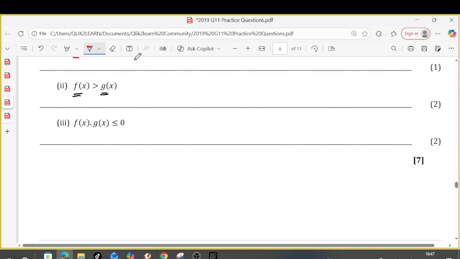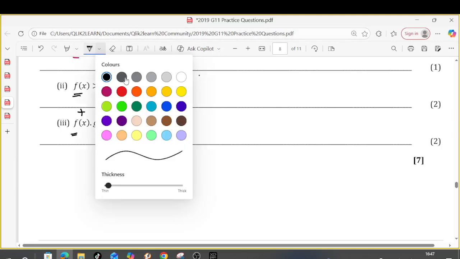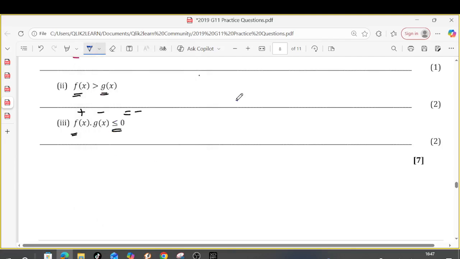Then the last question is where you need to pay attention. They say, where is f(x) times g(x) less than 0? In order for us to get a negative answer, we need positive times negative. We'll get an answer of negative, and anything negative is less than 0. Someone might prefer to say f(x) is negative and g(x) is positive, but let's start with f(x) being positive. I'll take the first and work on it. Where is f(x) positive?